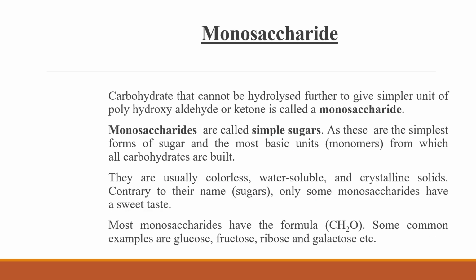Now biomolecules, the first type of biomolecule, carbohydrate, right? Carbohydrate that cannot be hydrolyzed further to give simpler units of polyhydroxyaldehyde or polyhydroxyketone is called monosaccharide. This is the simplest unit, the primary unit of carbohydrate. Okay, so a carbohydrate that cannot be hydrolyzed further to give its simplest unit, polyhydroxyaldehyde or polyhydroxyketone, is called a monosaccharide.